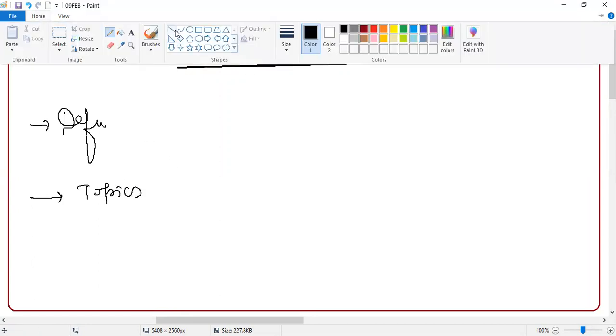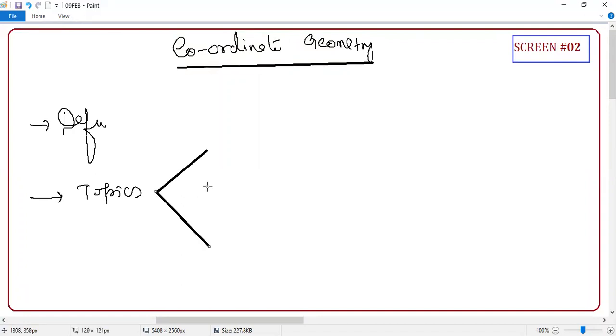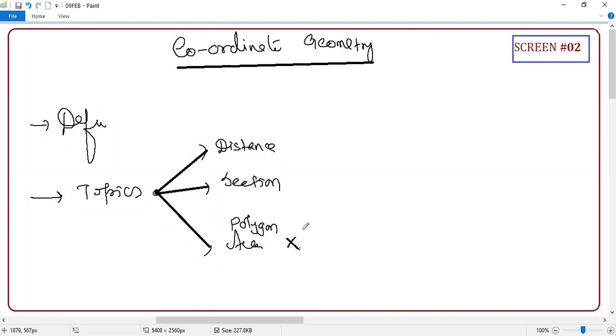Anyone can tell me what are the topics we said under this? 3 different topics. Someone please unmute and tell me who attended last class. Distance formula, section formula, and area. When I say area, it's a polygon. And the great thing is this portion is deleted, and this portion we completed in the last class, very detailed, and this is today.